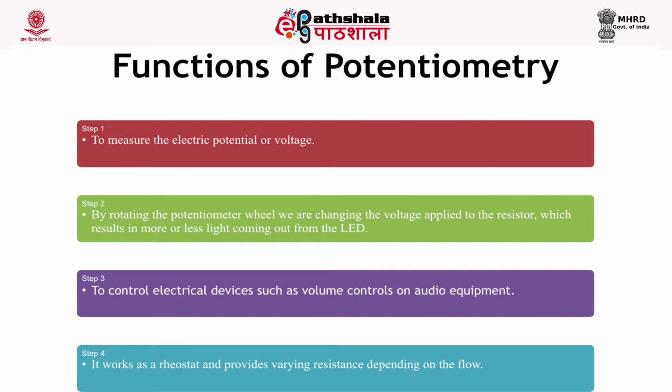The basic functions of a potentiometer are as follows. Step 1, to measure the electric potential or voltage. Step 2, by rotating the potentiometer wheel, we change the voltage applied to the resistor, which results in more or less light coming out from the light emitting diode. It is also used to control electrical devices, such as the volume control on equipment. It works as a rheostat and provides varying resistance depending on the flow.